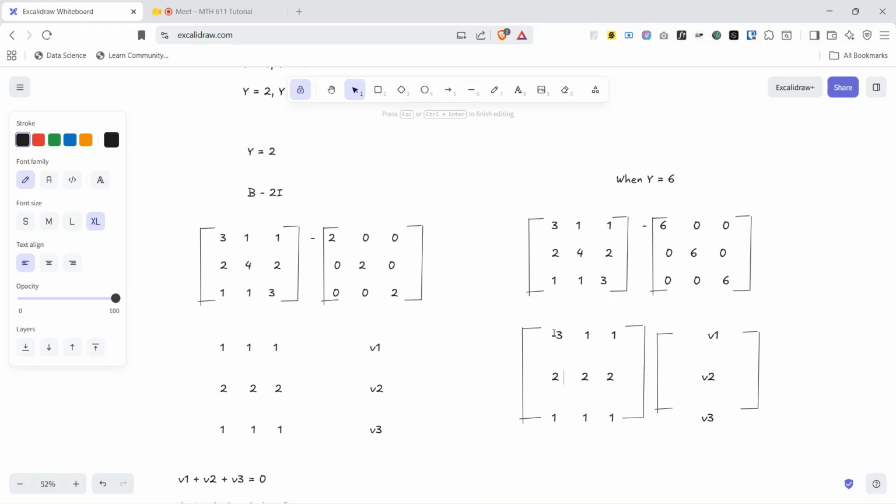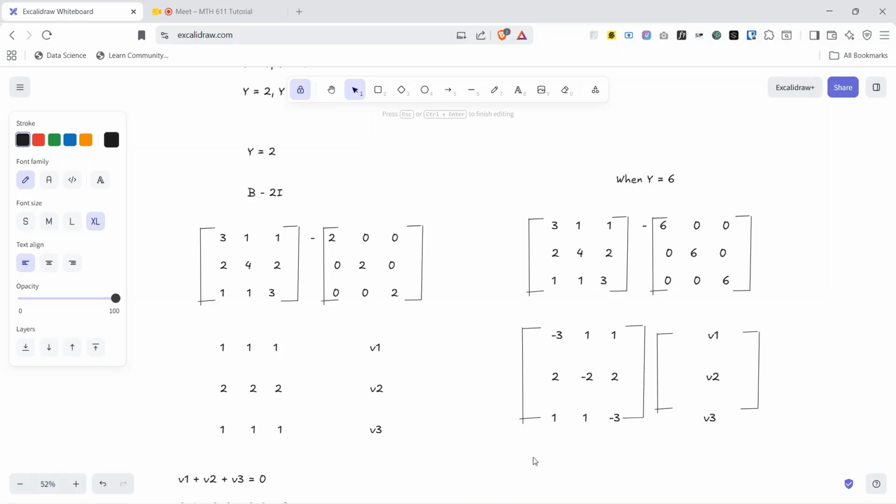4 minus 6 would be minus 2. And then the last one is 3 minus 6. 3 minus 6 is also minus 3. So we have minus 3, 1, 1, 2, minus 2, 2, 1, 1, minus 3. Yep, so we have this.